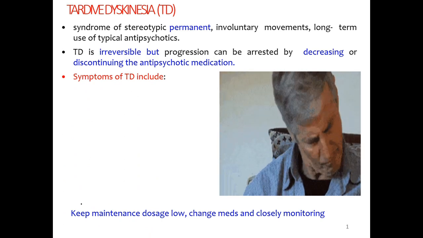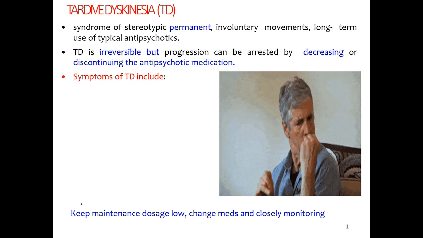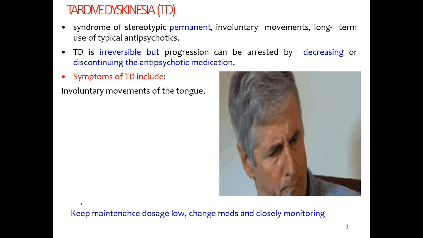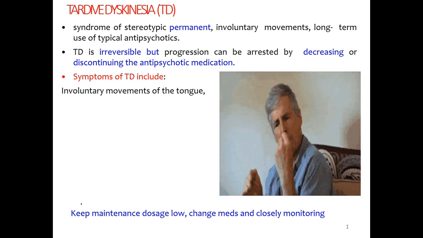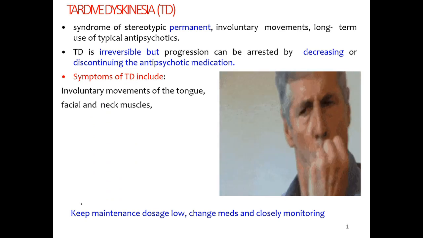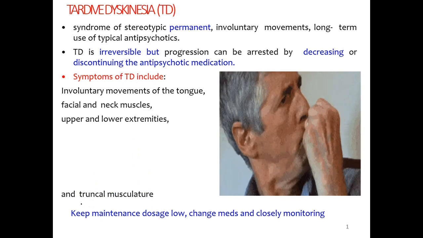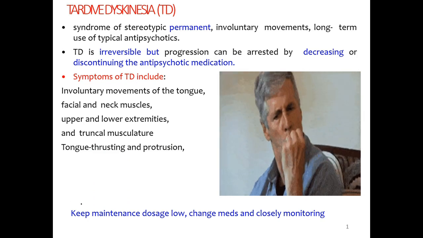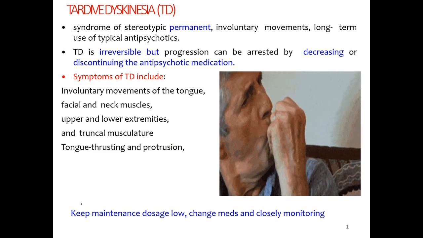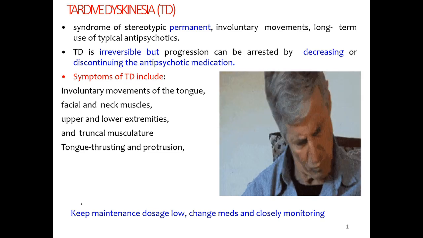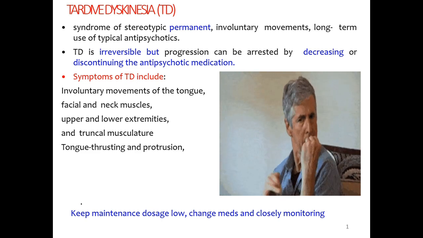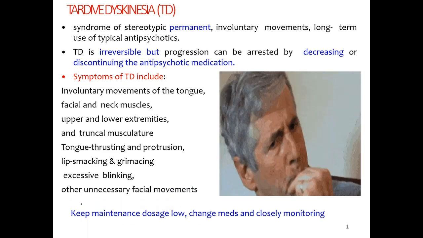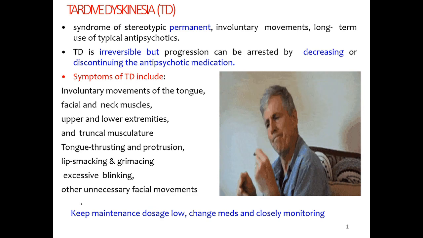Now, as we have described earlier, tardive dyskinesia is a syndrome, meaning a group of signs and symptoms, particularly including involuntary movements of the tongue. Wow, that's pitiful. The facial and the neck muscle involuntary movement, the upper and the lower extremities, and the truncal musculature, together with the tongue thrusting and protrusion. This is very typical when you see somebody who's suffering from psychosis. They are making lip smacking and grimacing, excessive blinking, and unnecessary facial movements.